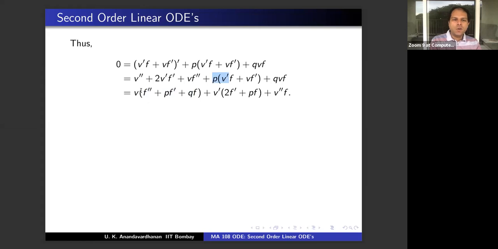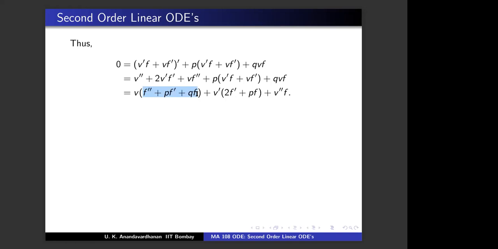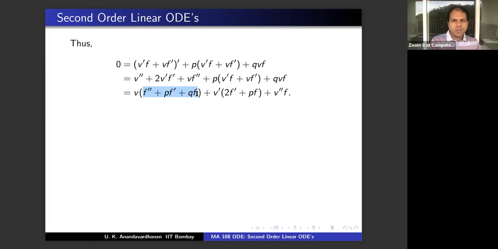Now what do you see? What do you know about this bracket? 0. So that is very good. This is 0 because f is a solution. Therefore, what did you get? You got a nice separable equation: v double prime f equal to minus v prime times (2f prime plus pf). So v double prime by v prime is minus (2f prime plus pf) divided by f. Agree? You are getting this because this bracket is 0. So this equals minus 2f prime by f minus p.